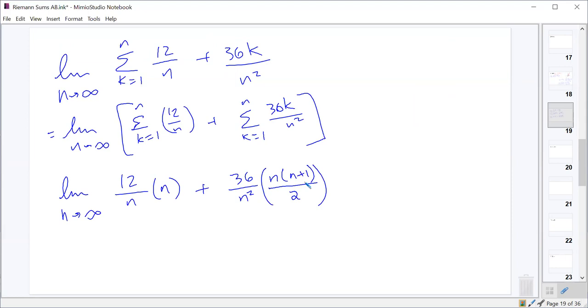Good. Okay. And what's the limit as n approaches infinity of 12n over n? Well, the n's ought to cancel. So that ought to just be 12. And then this one is just a rational function. And every time we do this, the degree of the numerator is going to be equal to the degree of the denominator, if we've done it correctly. And so that's a 36n squared over a 2n squared, which gives us what? 18. And our final answer should be 30. Any questions or issues with that?